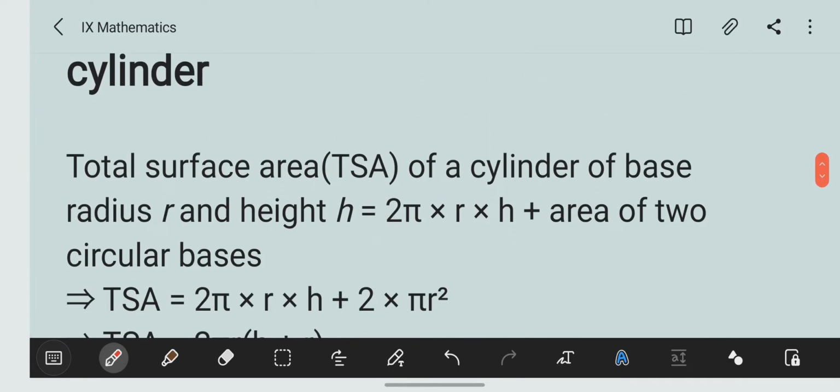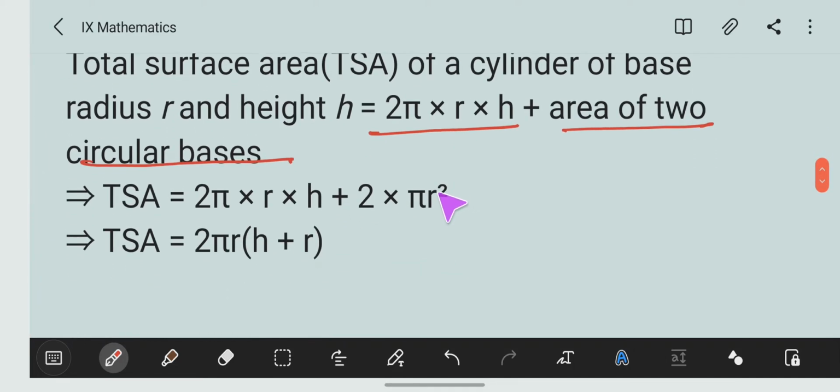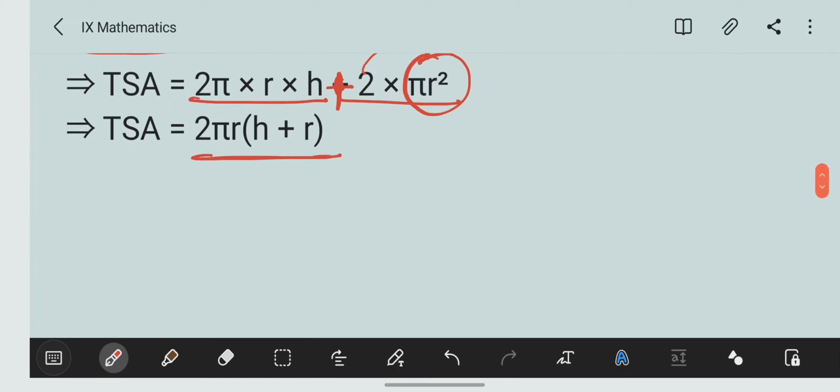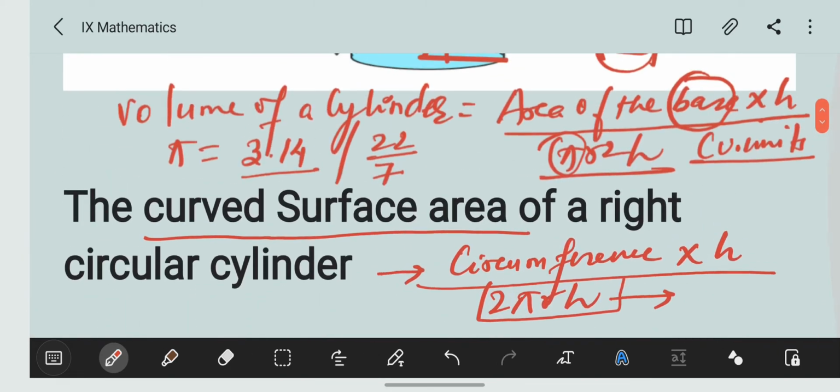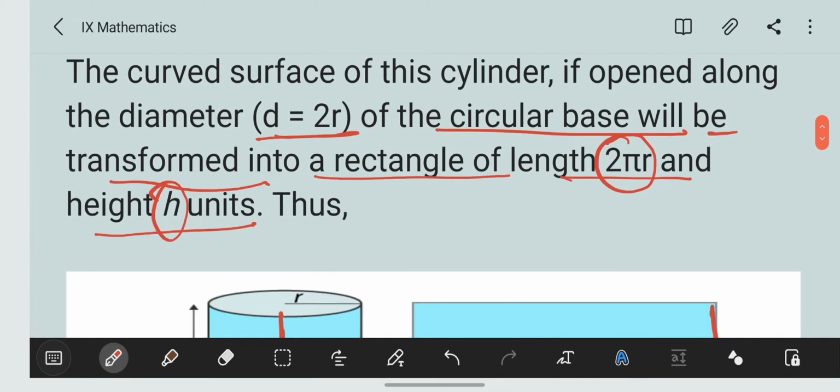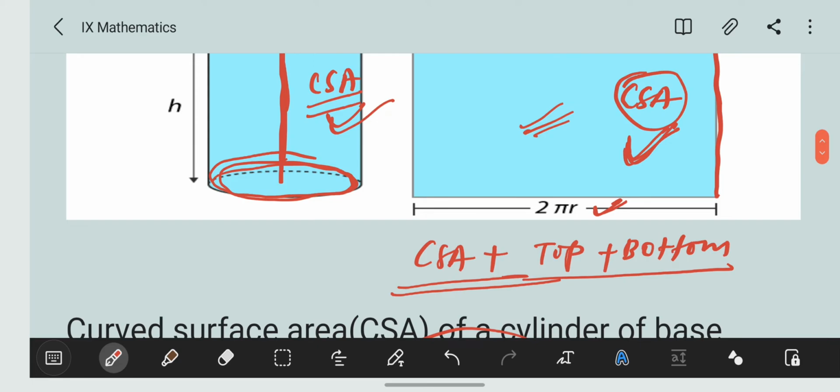So total surface area is the curved surface area, which is 2 pi r h, plus the area of two circular bases. One is the top, another is the bottom. The area of a circle is pi r square, as there are two circles, one on top and one at the bottom, so 2 pi r square. So CSA plus 2 pi r square. If you take 2 pi r common, because there is a plus sign of separation, you will get TSA equals 2 pi r times (h plus r). So this is how we can find the volume as well as areas of a right circular cylinder.